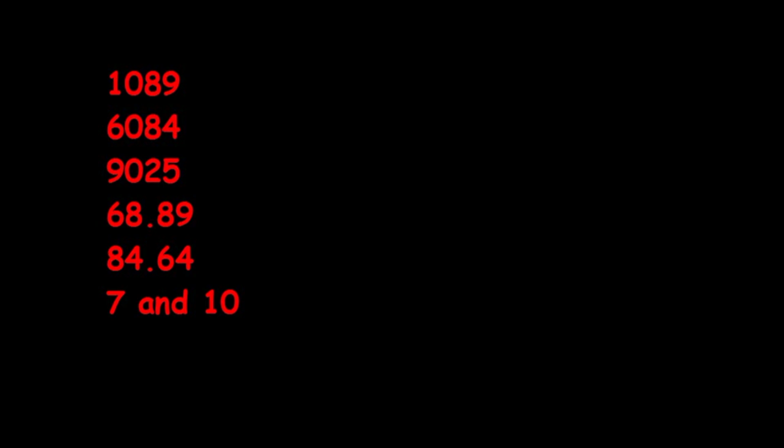The first given numbers are perfect squares, like 1089, 6084, 9025, and 68.89 and 84.64. These 68.89 and 84.64 you can find using the division method. And the last two numbers, 7 and 10, are non-perfect squares. Find the square roots of the non-perfect squares using 2 decimals or 3 decimals. That is your wish, because you are going to practice this model question.